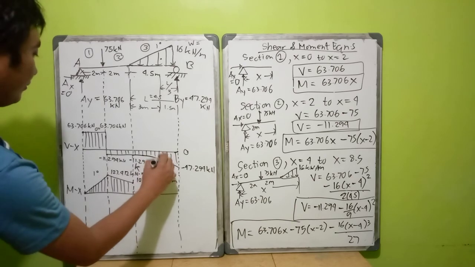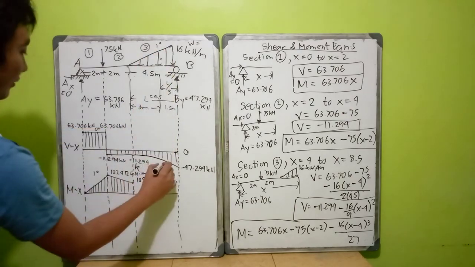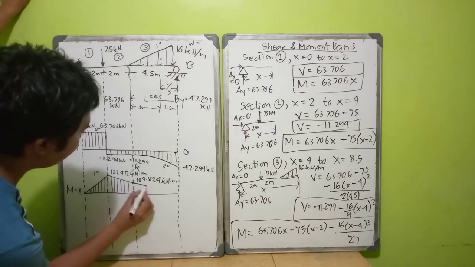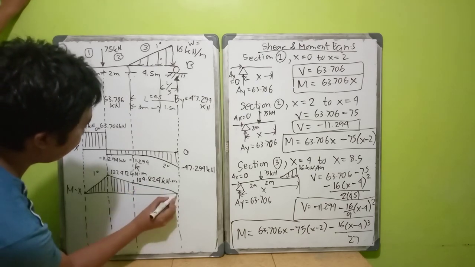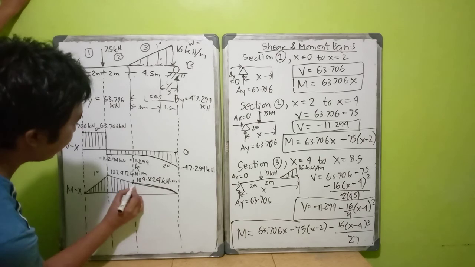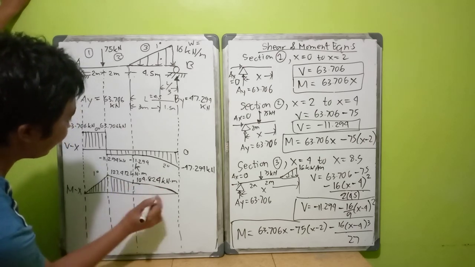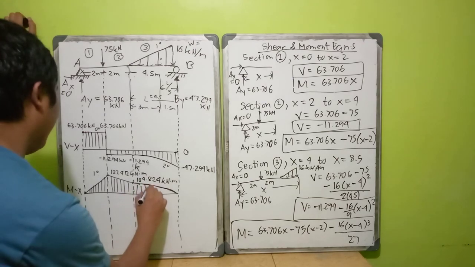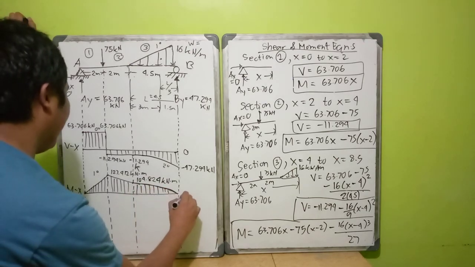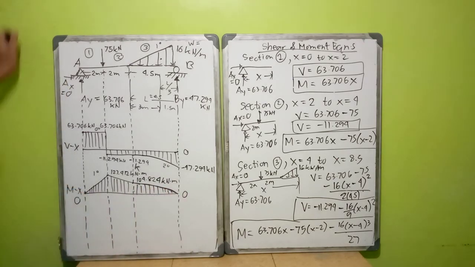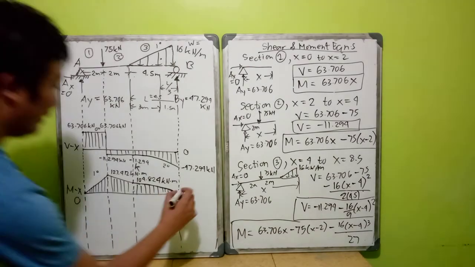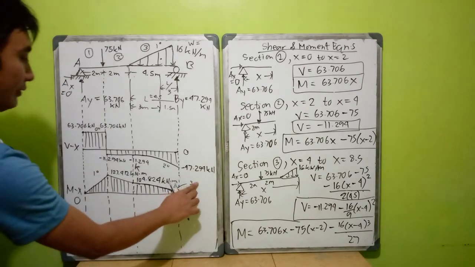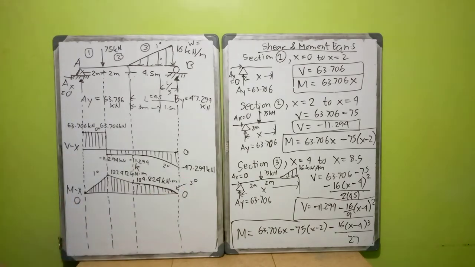Since this is a 2-degree curve from a 1 degree load, this will be a 3-degree downward curve. So it will not be linear. It will be like this. Just assume that this is a curve. So this is a 3-degree curve, and it starts at 0 and ends at 0. So that is our third example.